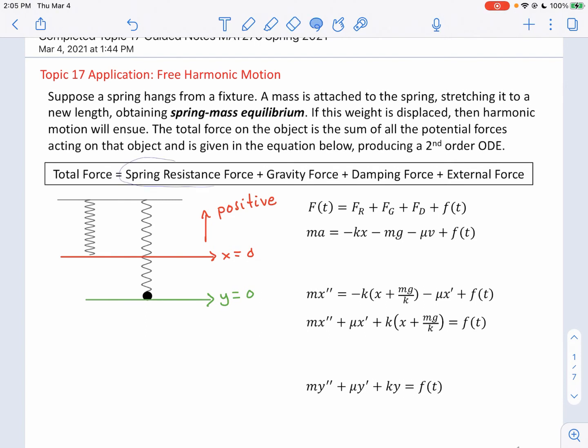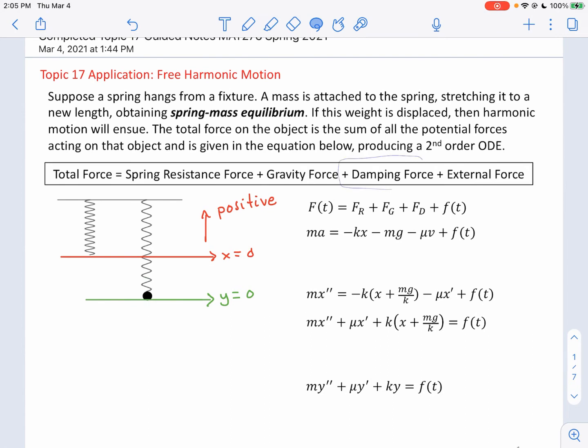Okay, so we have the spring resistance force. Then we have the force of gravity acting on the mass. We're going to assume that the weight of the spring is negligible, that it has no mass effectively. We're just going to focus on modeling the mass only of the object that's at the end of the spring.